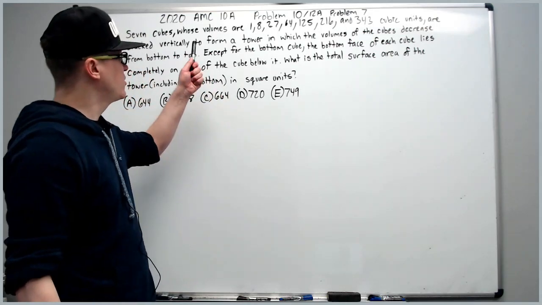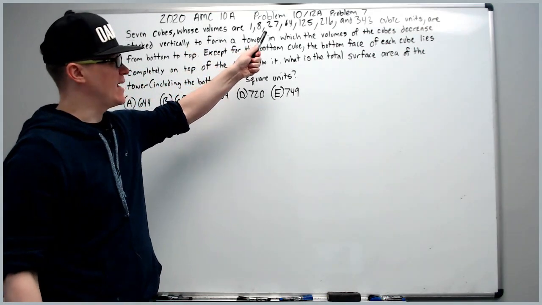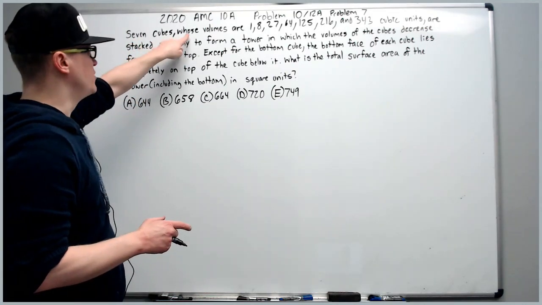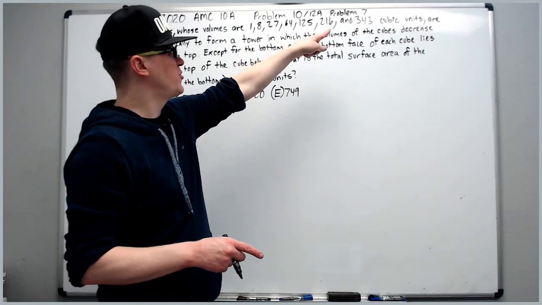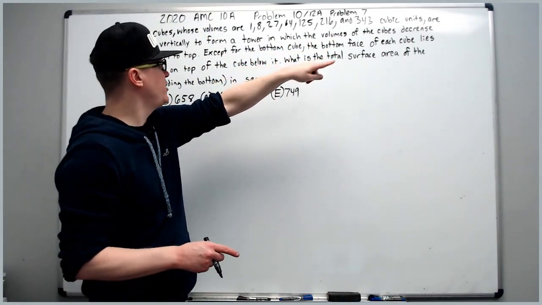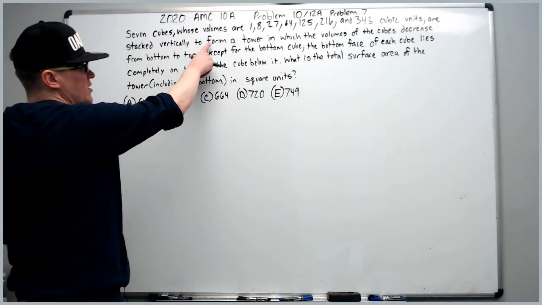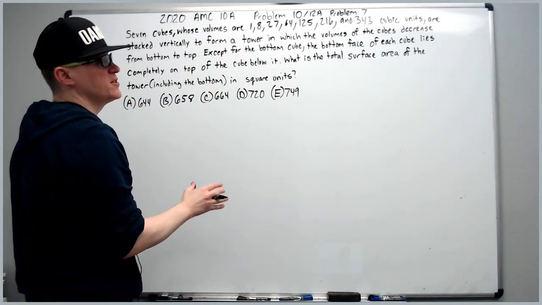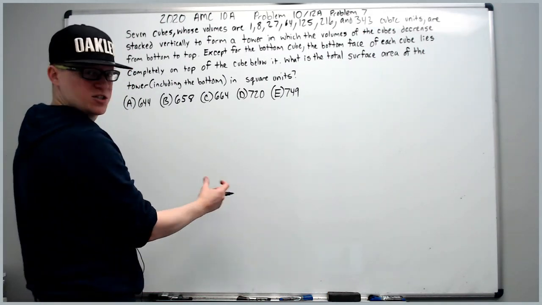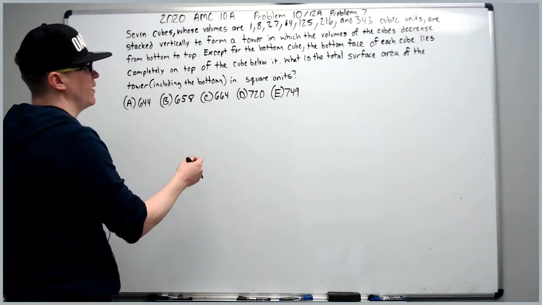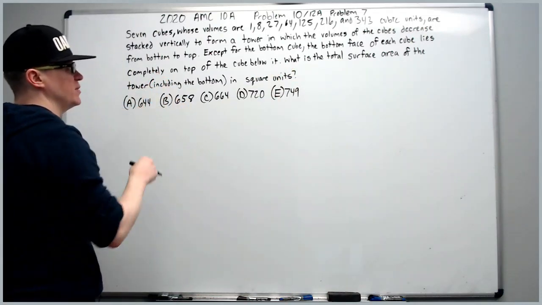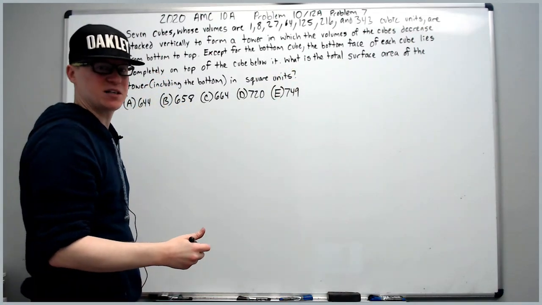Continuing on with the 2020 10A, problem number 10, which was also the 12A problem 7. 7 cubes whose volumes are 1 through 343, which are all the perfect cubes from 1 to 7, cubic units are stacked vertically to form a tower in which the volumes of the cubes decrease from bottom to top. So I start with the largest volume in the bottom and it increases from there. Except for the bottom cube, the bottom face of each cube lies completely on top of the cube below it.